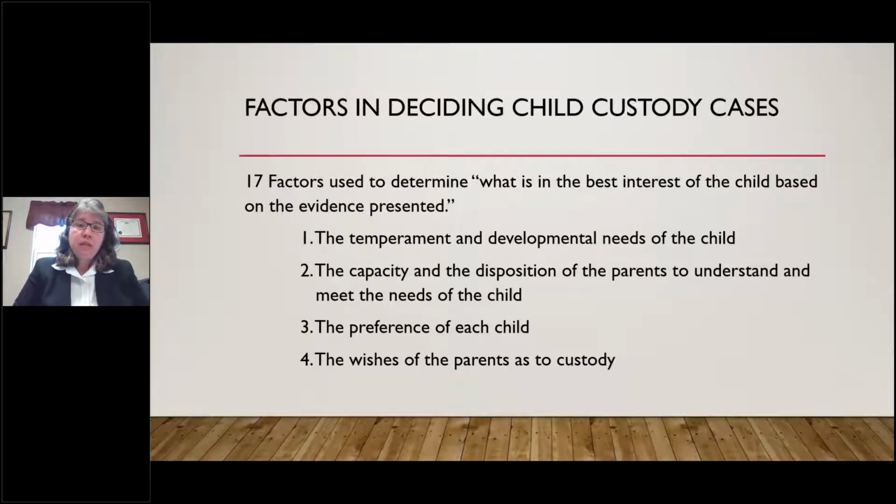And sometimes, you know, the factors just really could be equal between the parents. So a lot of times it's very hard for judges to make decisions. But these are the factors, and I'll just briefly go through them, that the court is going to look at to make a determination on who's going to get custody of a child in a custody litigation case. So the first is the temperament and developmental needs of the child, the capacity and disposition of the parents to understand and meet the needs of the child, the preference of each child.